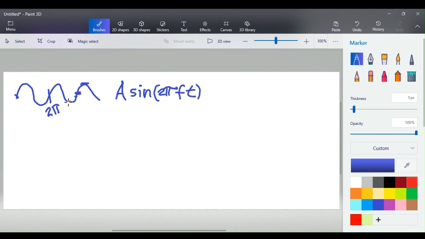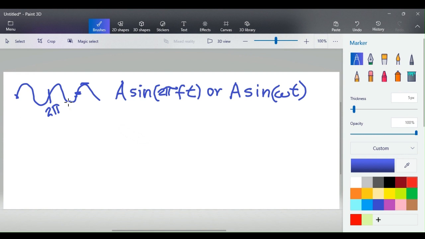And I'm going to use a little different symbology. I'm going to say A sine, and then I'm going to use a Greek letter omega, and then t. So there I've got my wave described. At any point in time, I can tell you where the sine is based on the frequency times 2 pi.